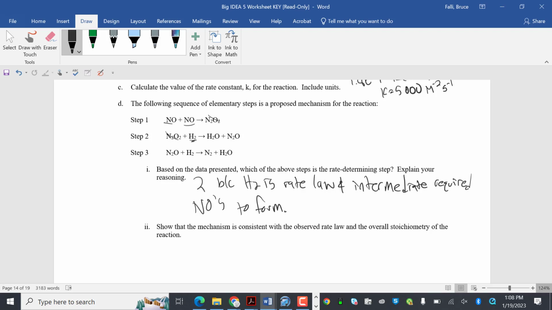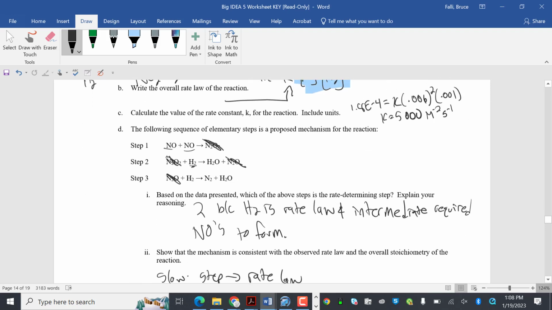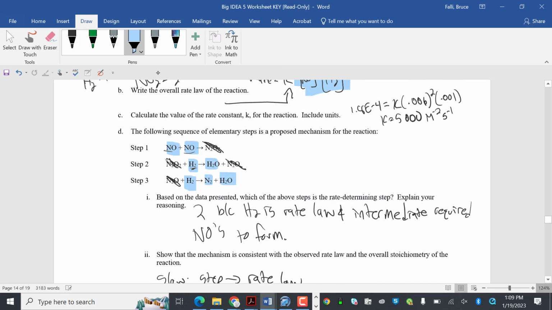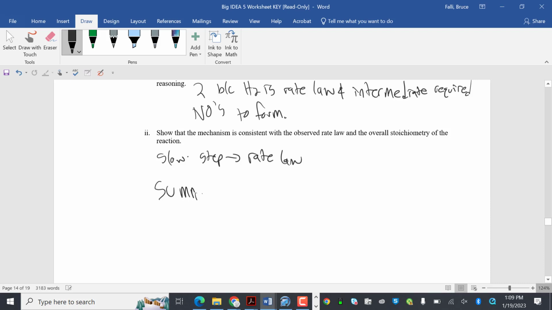So the slow step produces the rate law. And then I just have to see what cancels out. N2O2 cancels. H2 doesn't. N2O2 cancels. H2 doesn't. N2, H2O. So then my overall reaction is 2 NOs plus 2 H2s yields N2 plus 2 H2Os. So summing the steps matches the balanced equation.